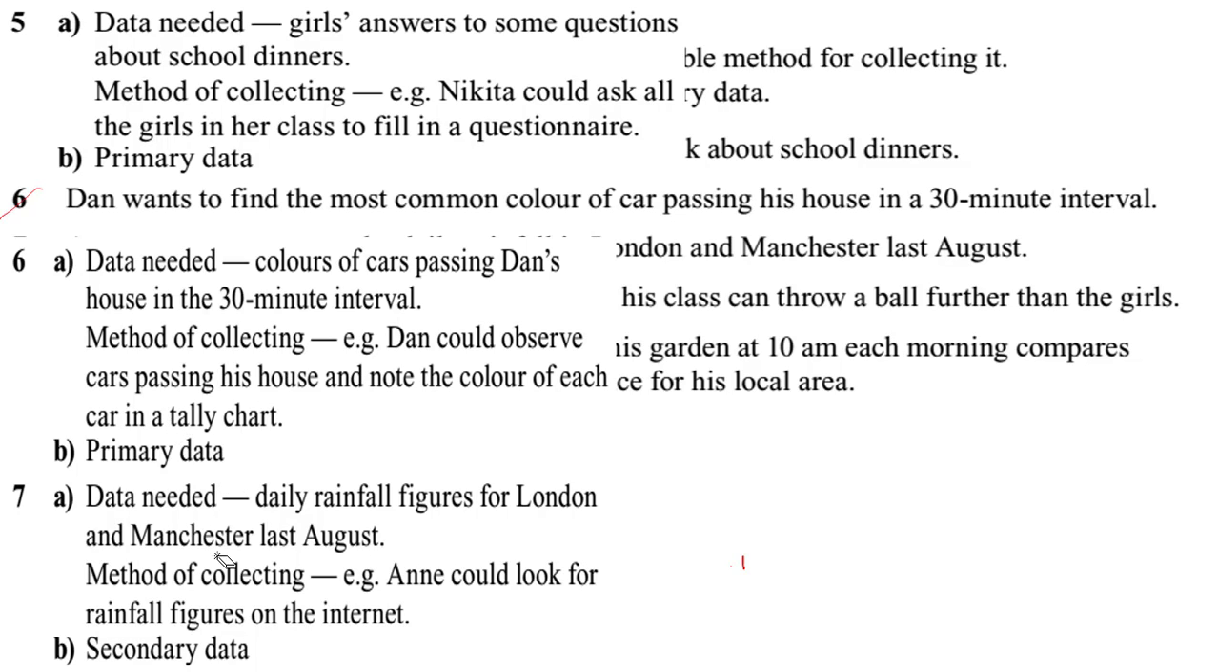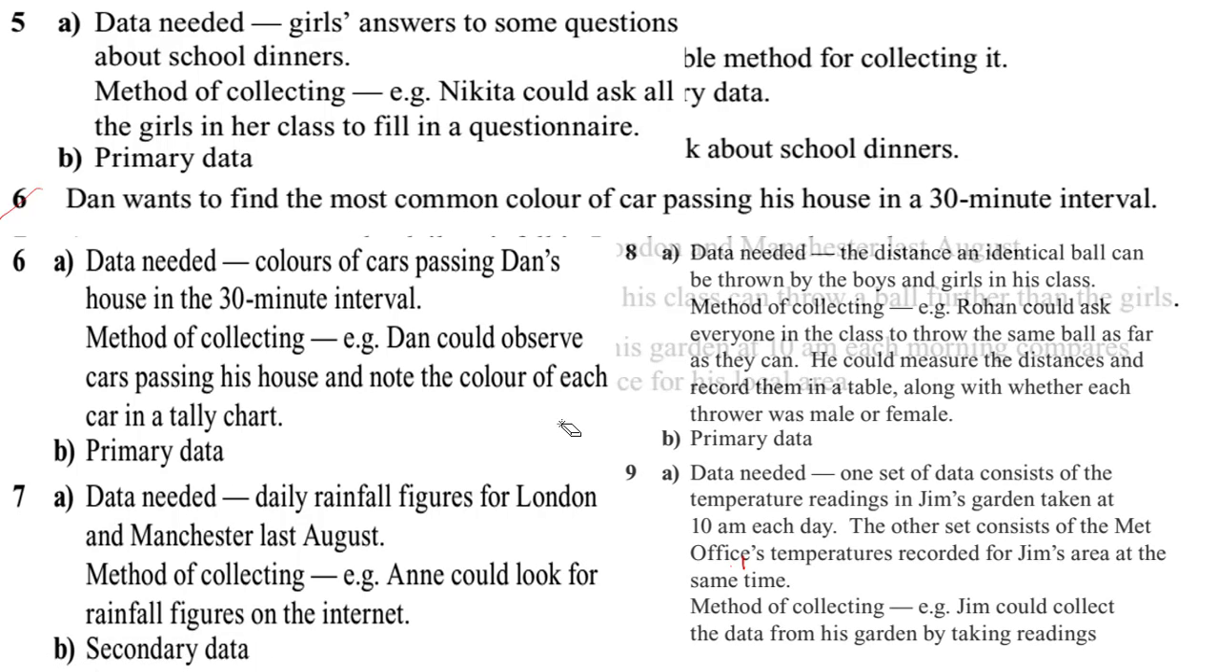Okay. Now, number 7, the data needed would be daily rainfall figures for London and Manchester for last August. And how she's going to do this is to collect the information from the internet. Okay, and this will be secondary data. Now, the last one is question 8. The data needed is the distance an identical ball can be thrown by the boys and girls in his class. The method of collection would be Rohan could ask everyone in the class to throw the same ball as far as they can. He could then measure the distances and record them in a table, along with whether each thrower was a male or a female. And this would be primary data.